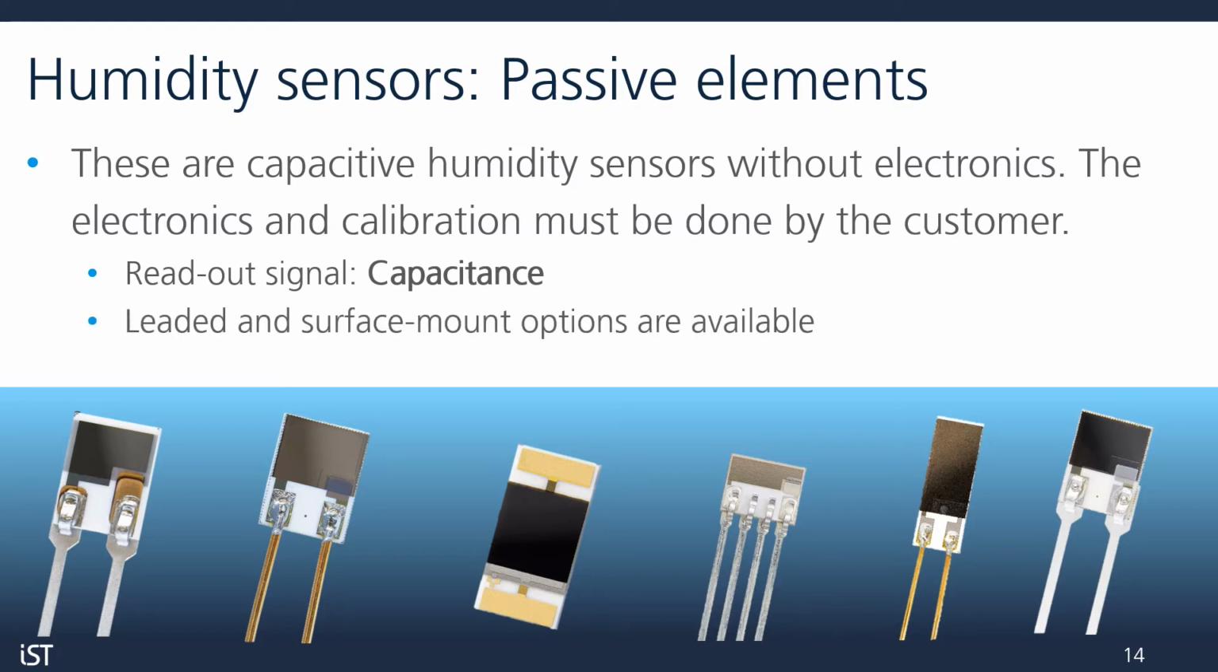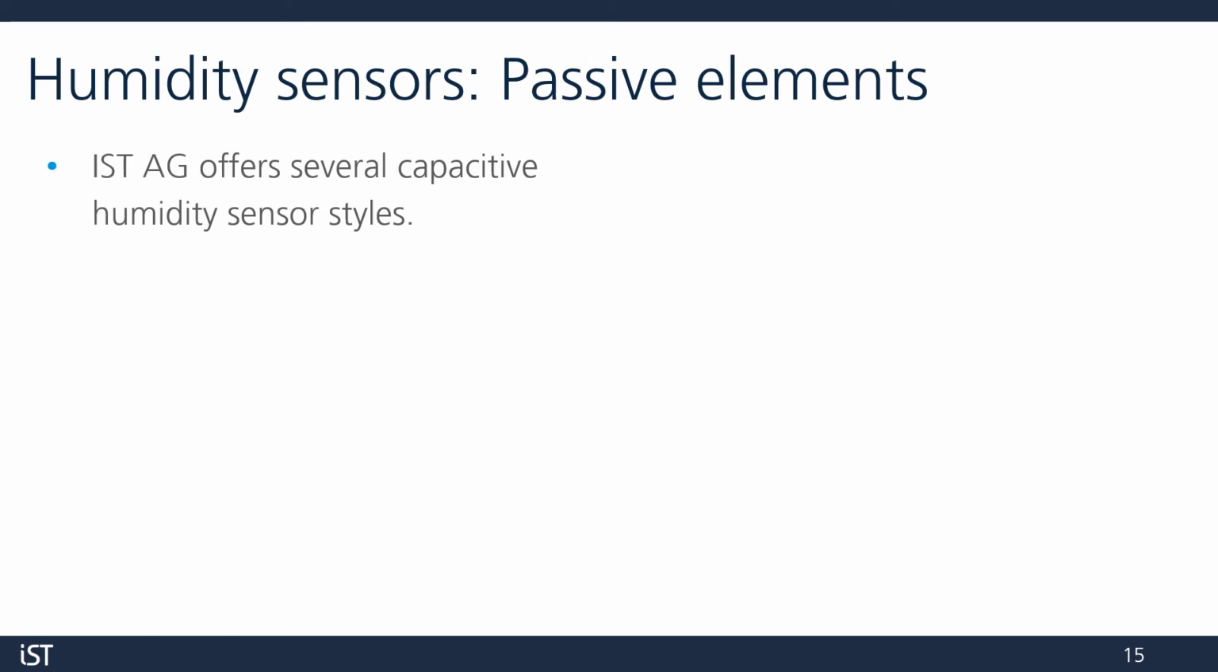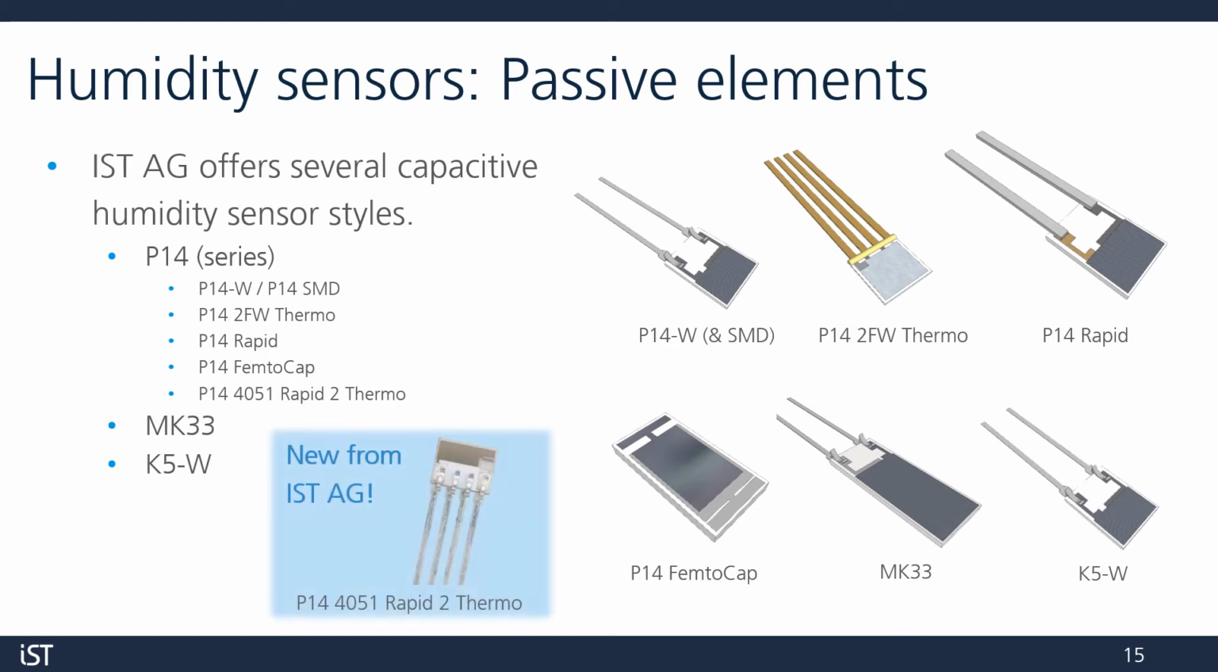You'll notice in the pictures that the sensors come in different chip sizes with different wire materials and configurations. Surface mounted or SMD types are also available. There are several styles to choose from. While they all work the same way, they have different characteristics which make them suitable for certain application areas. Some of our standard sensors include the P14 family, the MK33, and the K5W. One of our newest sensors is the P14 4051 Rapid 2 Thermo.